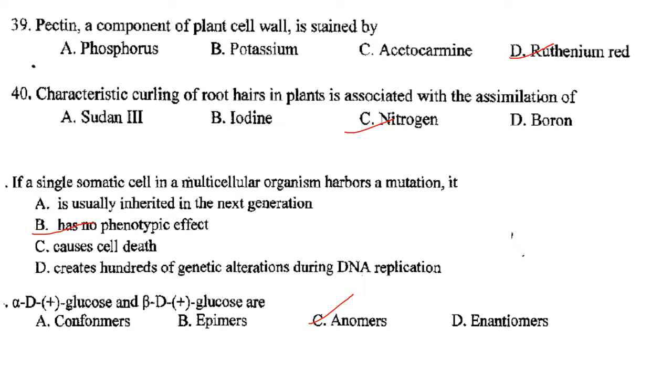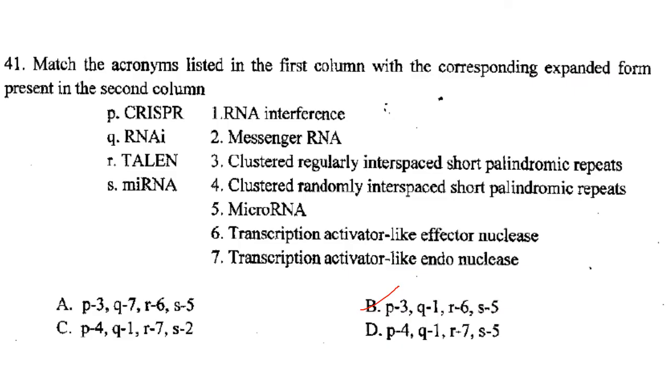Then alpha D glucose and beta D glucose, they are called anomers. So anomers are cyclic monosaccharides or glucosides that are epimers differing from each other in the configuration of carbon 1 at position 1, if they are aldoses, or in the configuration of carbon 2 if they are ketoses. So alpha D glucose and beta D glucose are anomers.